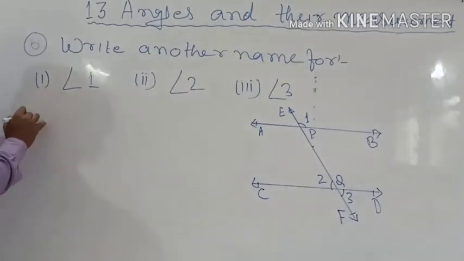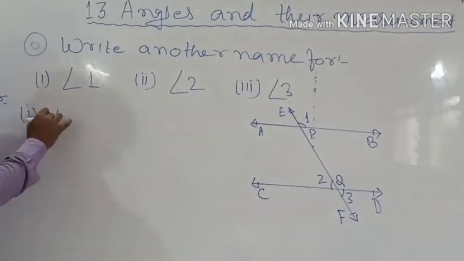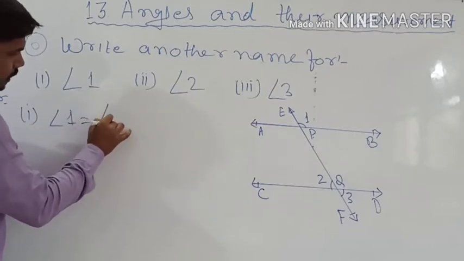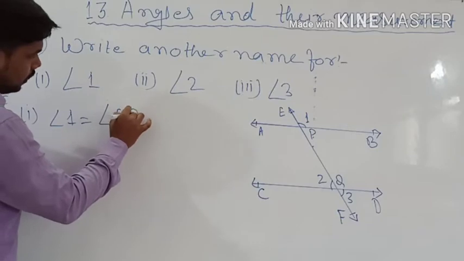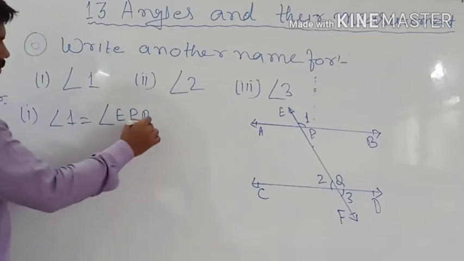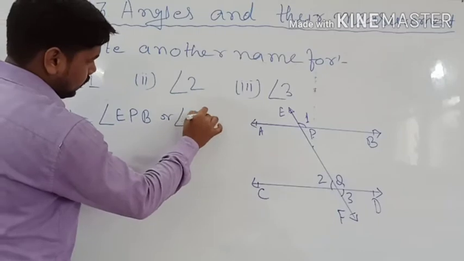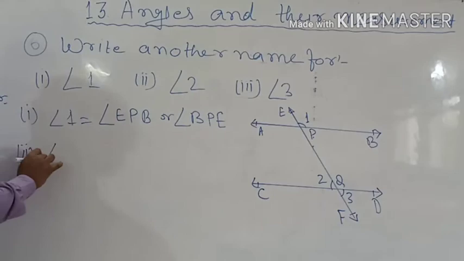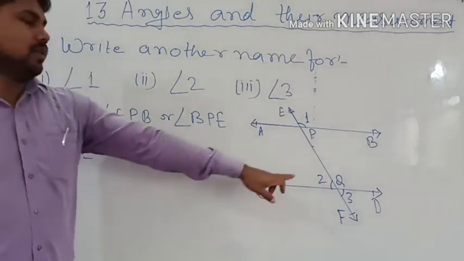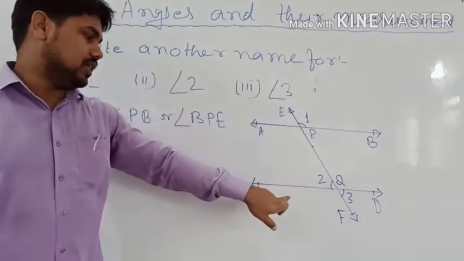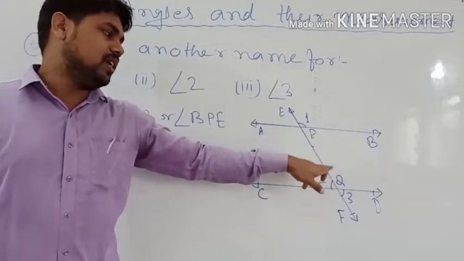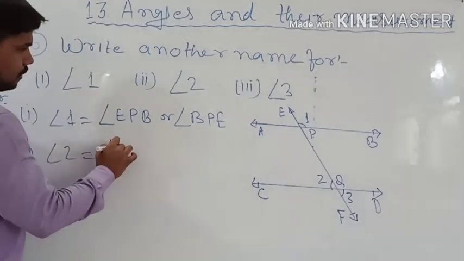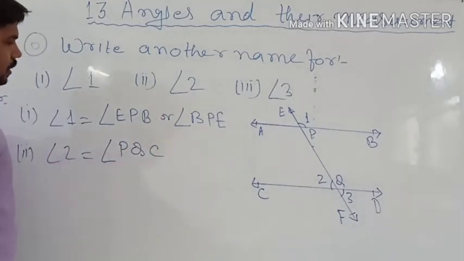So the first answer will be angle 1 is equal to angle EPB or angle BPE. Now the second one, angle 2. What will it be? This is P, this is Q, and this is C. So PQC or CQP. So angle 2 will be angle PQC, or you can write CQP.